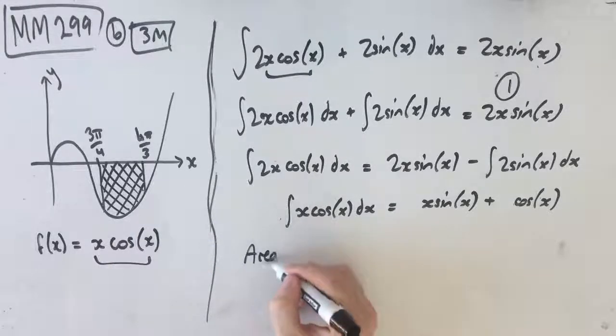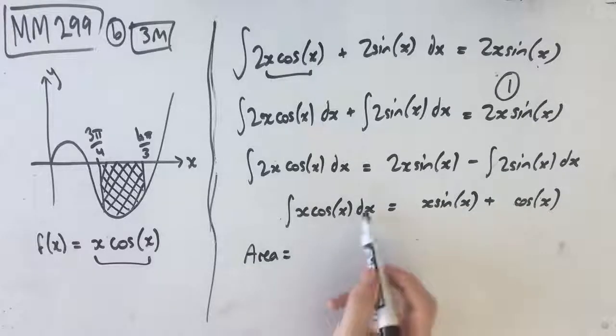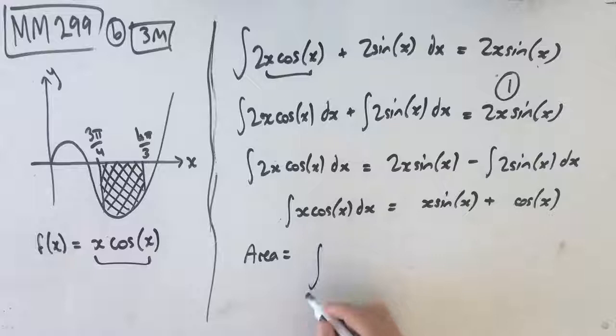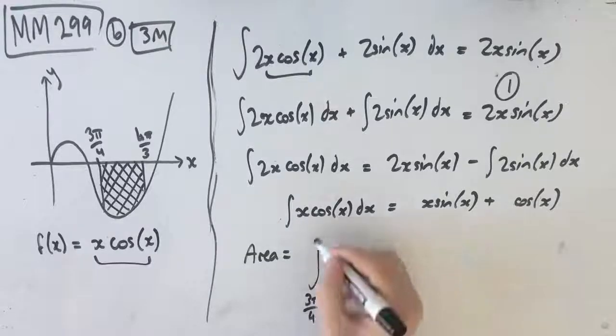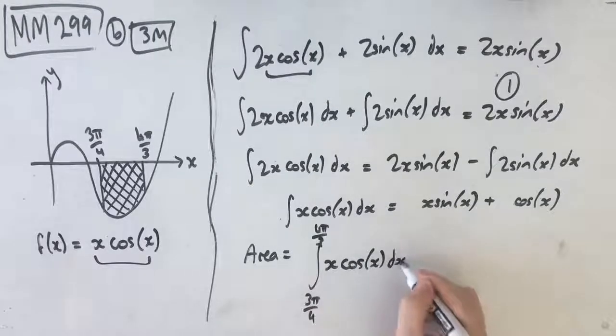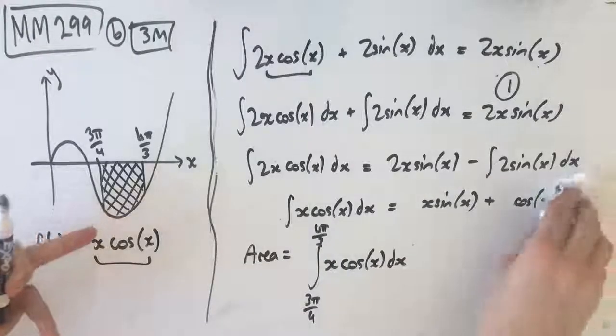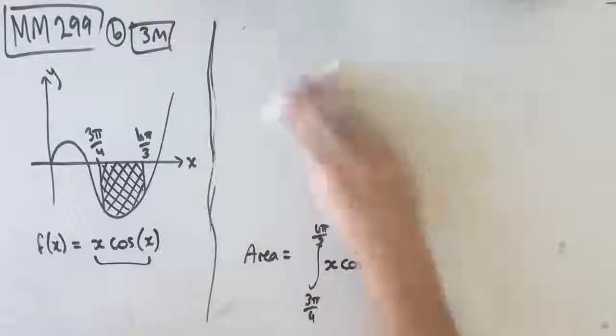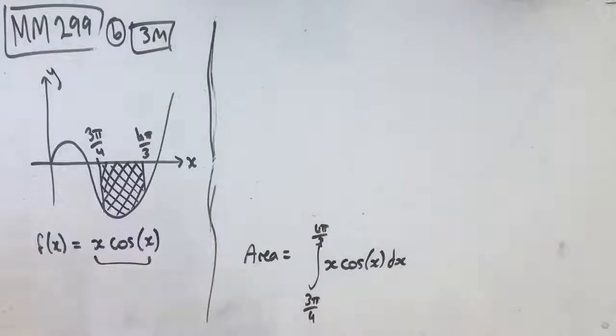So our area is going to be equal to the integral of this between these two x values, from 3 pi on 4 to 4 pi on 3, x cos x dx. Now, because it's under the x-axis, we're going to need to make it negative, but I'm going to do that as our last step, so I'll do that at the end.